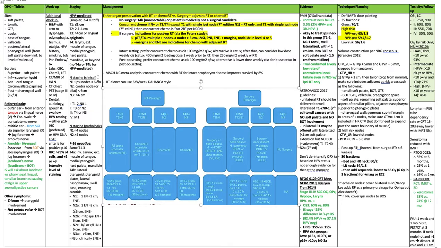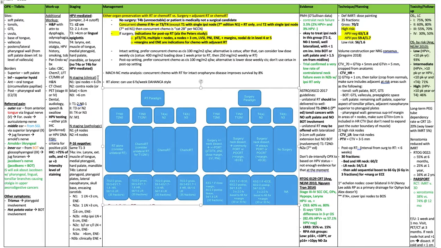Staging clinically: N1 is ipsilateral nodes less than 6 centimeters. N2 is contralateral or bilateral nodes less than 6 centimeters. N3 is greater than 6 centimeter nodes. T1 to 2, N0 to 1 are stage 1 tumors. T3 or N2 tumors are stage 2. T4 or N3 are stage 3, and M1 are stage 4.